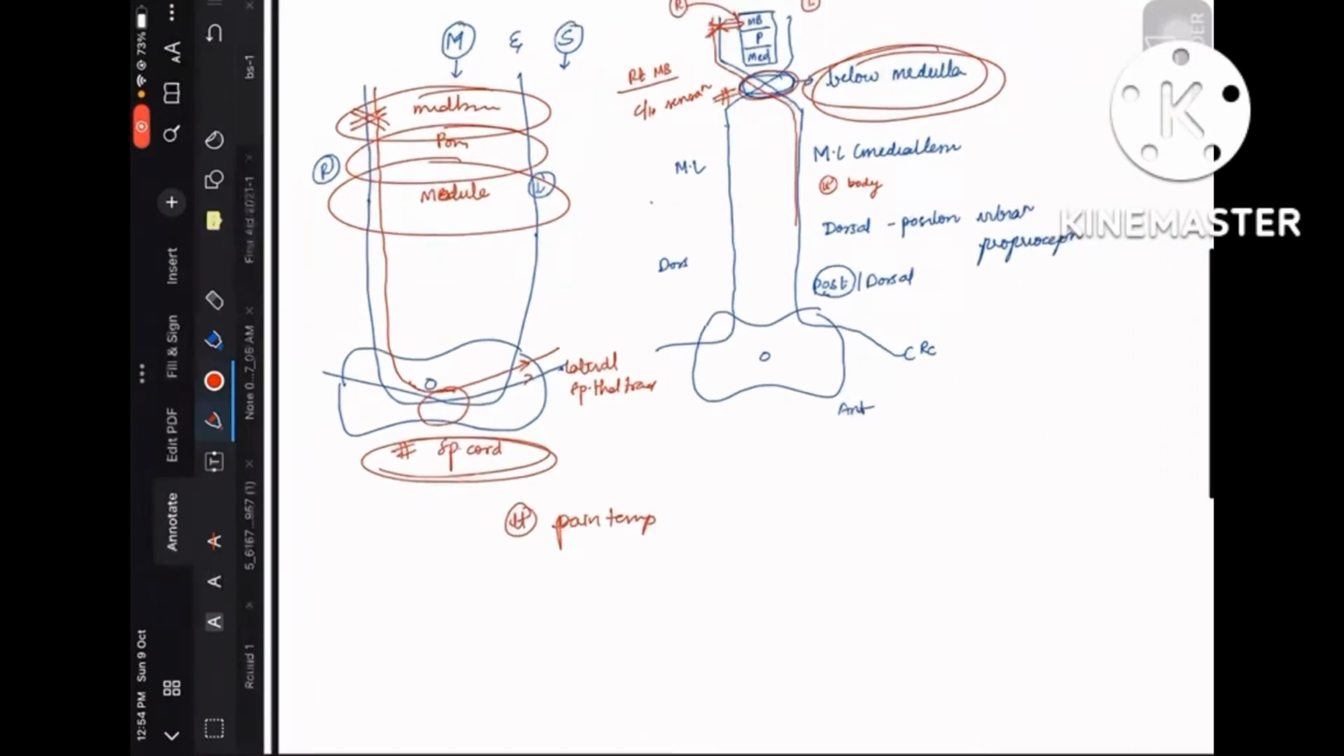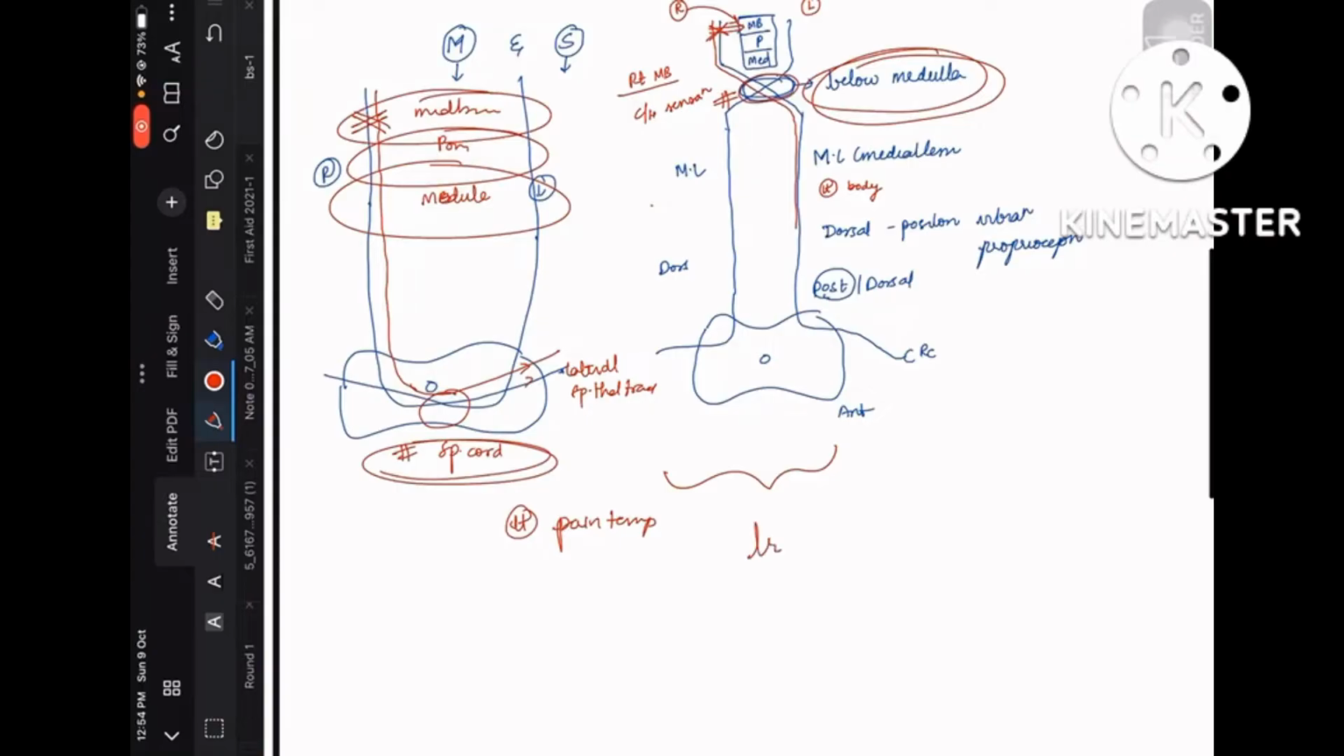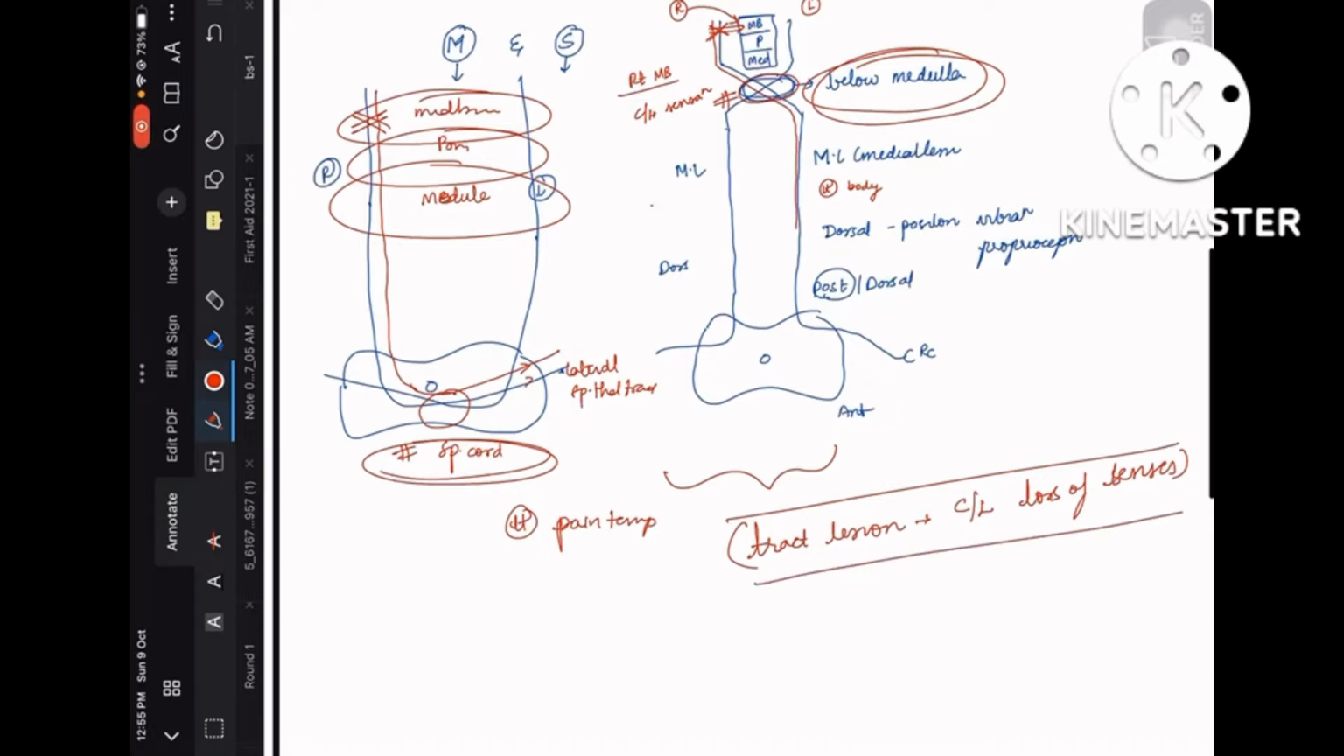So by this, I just want to explain that whenever a tract lesion is there, that leads to contralateral loss of senses. In the midbrain or the brainstem syndromes, in the midbrain pons medulla syndromes, whenever the tract is cut or whenever a lesion is involving the tract, then the contralateral side body senses are lost. I hope this is clear.